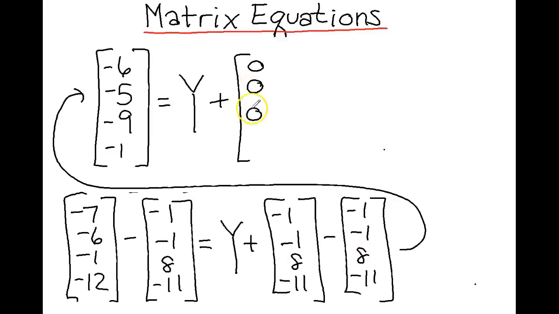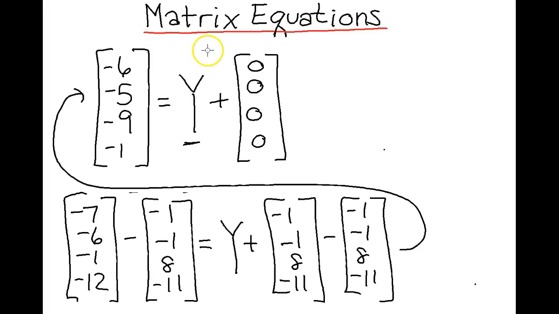8 minus 8 is 0, and -11 minus -11, or plus 11, is 0. And when we talked about the zero matrix, we had said it was the additive identity. When we add the zero matrix to any matrix, we just get itself. So adding the zero matrix does nothing to my variable over here.